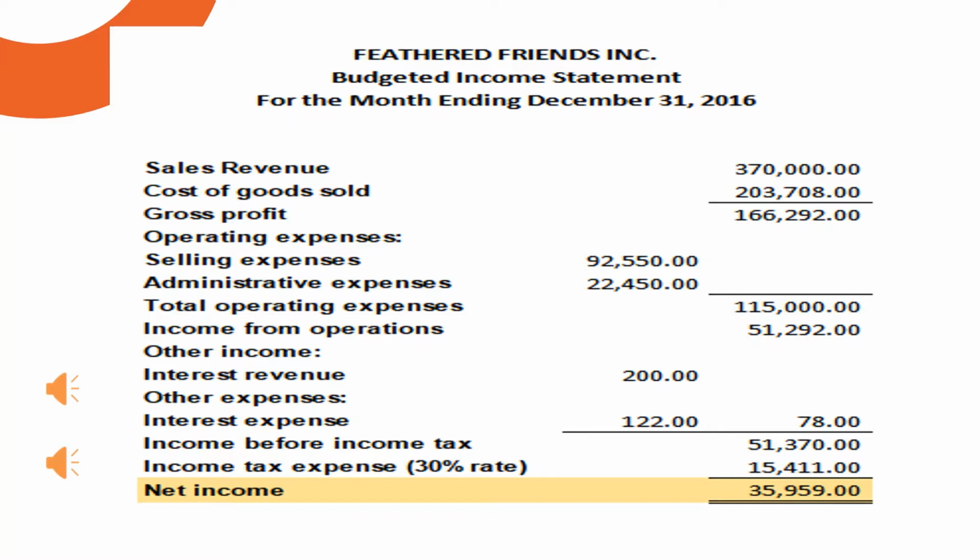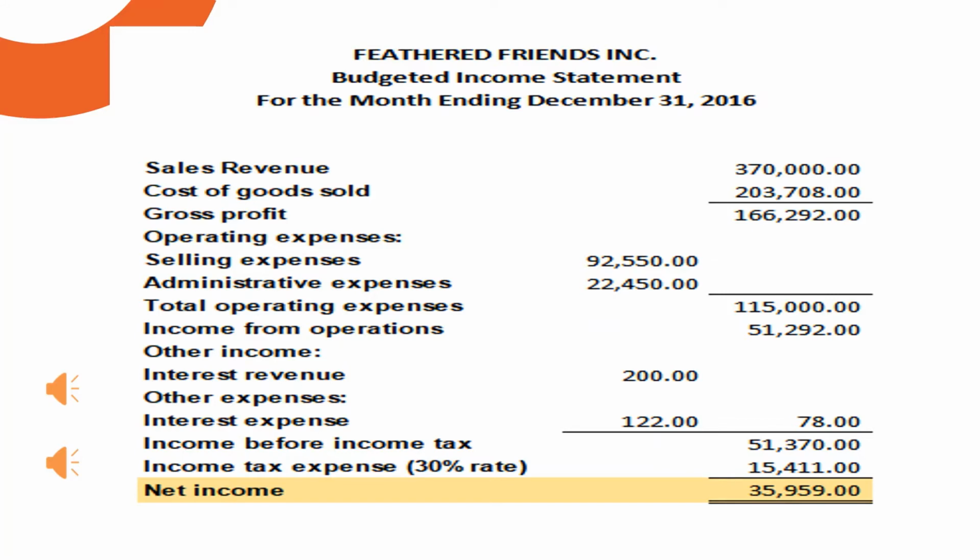Next, we would deduct the operating expenses, wherein we incurred a total selling expenses of $92,550 and a total administrative expense of $22,450. So our total operating expense, which was also computed a while ago in our selling and administrative expenses budget of 115,000, we deduct that from our gross profit to get the total income from operations of $51,292.